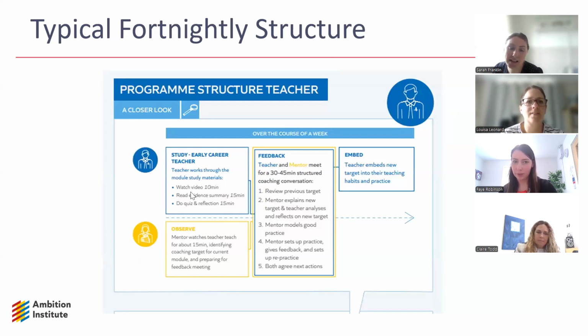So the ECT has their self-study, they work through that. The mentor will observe some teaching, 15 minutes or so of a lesson, and then they have this feedback meeting where they meet to review their previous target, look at their new target. The mentor models good practice, and the ECT gets to practice their step, and then they agree their actions. And then they would embed that, and then you start the whole cycle again with the next self-study and observation, etc.